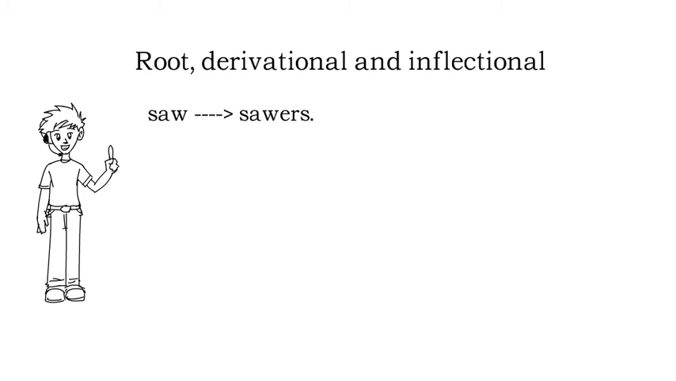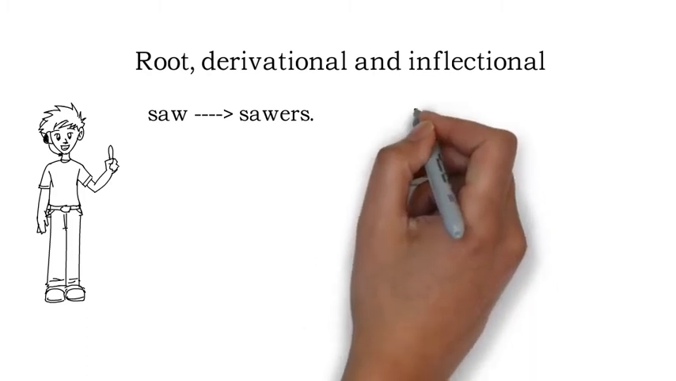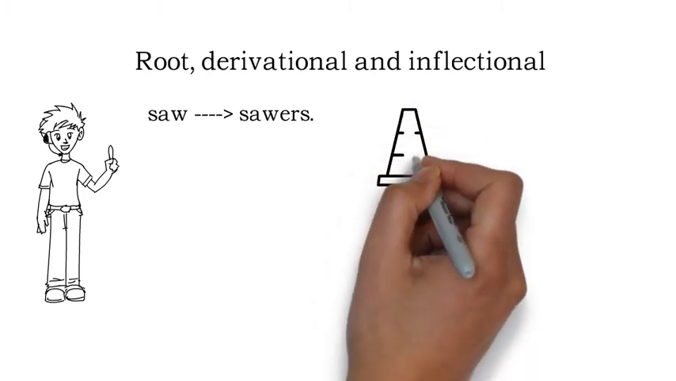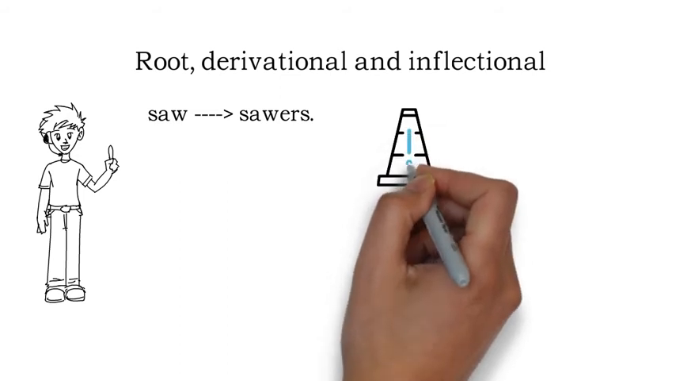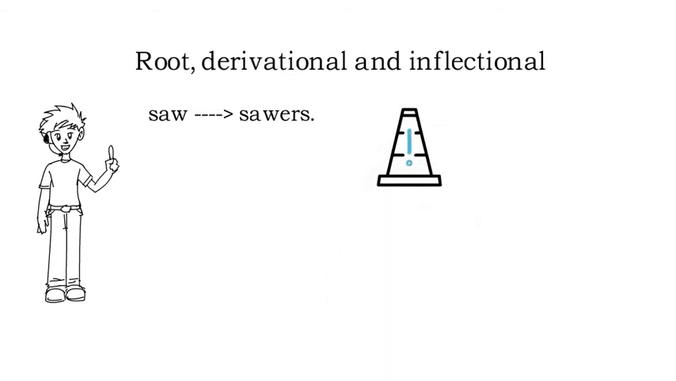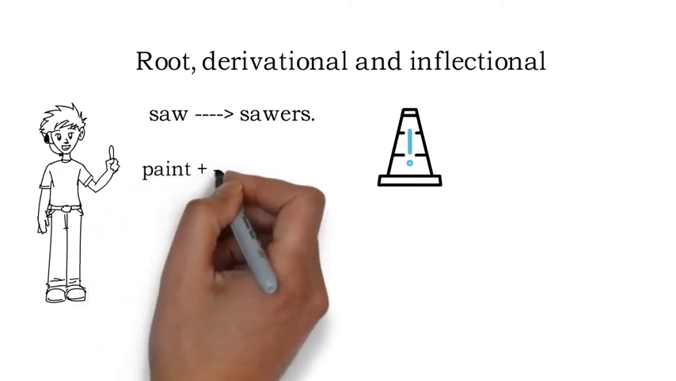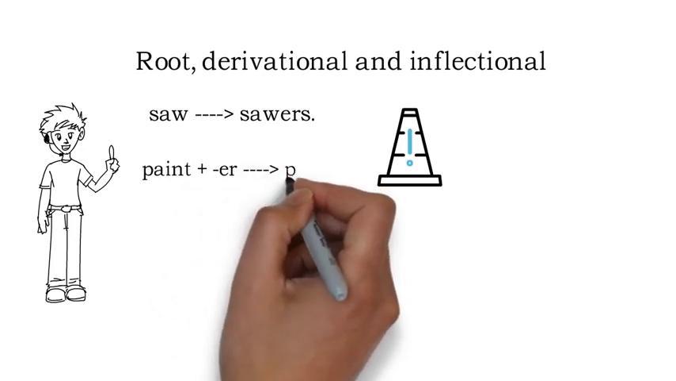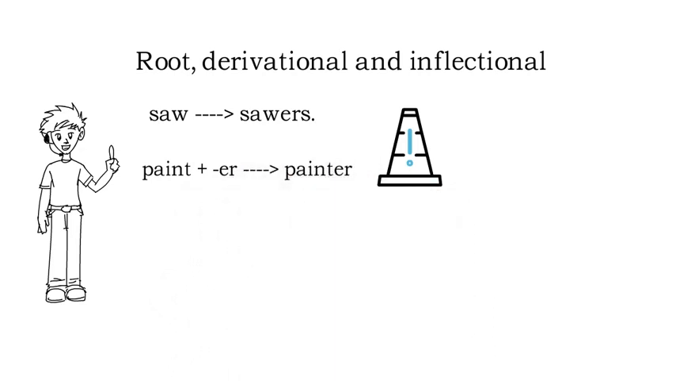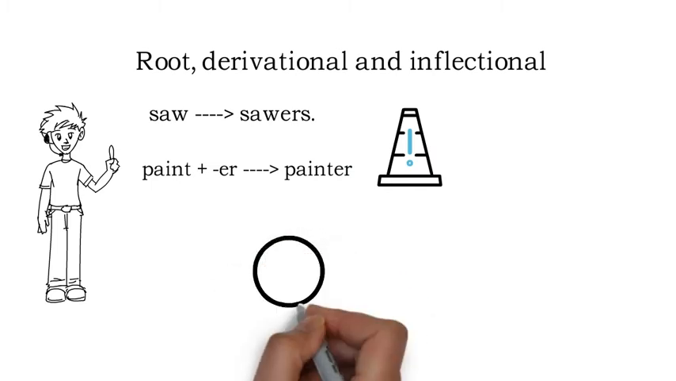Derivational morphemes are added to forms to create separate words. For example, -er is the derivational suffix whose addition turns a verb into a noun, usually meaning the person or thing that performs the action denoted by the verb. Another example is paint plus -er creates painter, one of whose meanings is someone who paints.